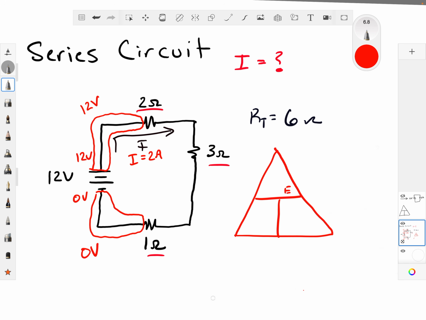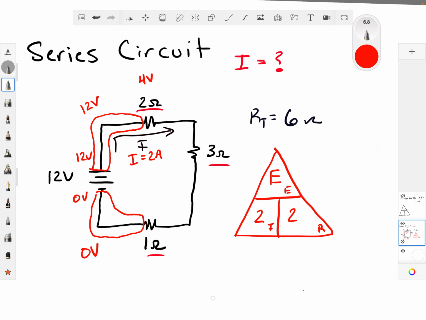So what we know is our current is 2 amps, and we know our resistance is 2 ohms, right? And we want to solve for the voltage drop across that resistor. So we just cover up the E and multiply 2 times 2. So the voltage drop across this resistor is 4 volts.